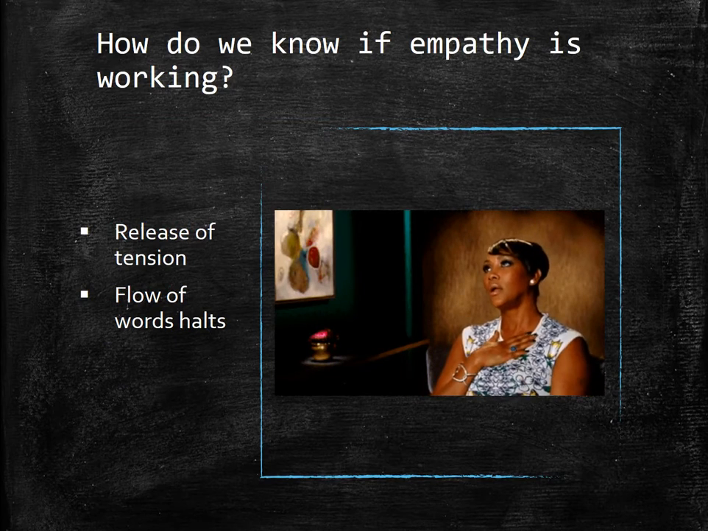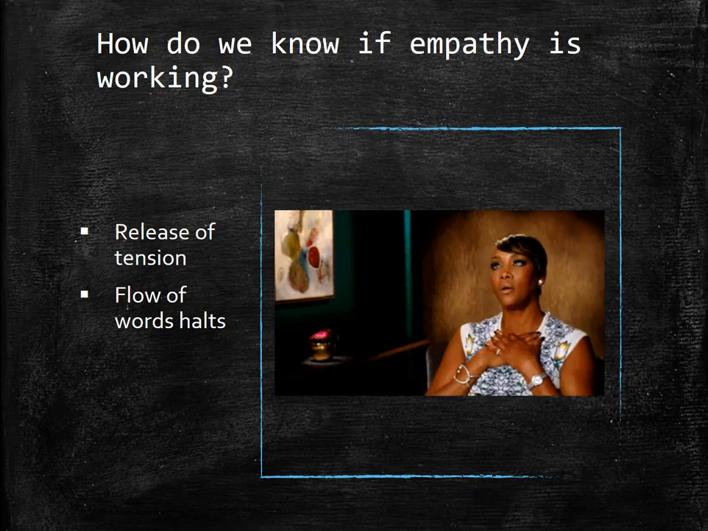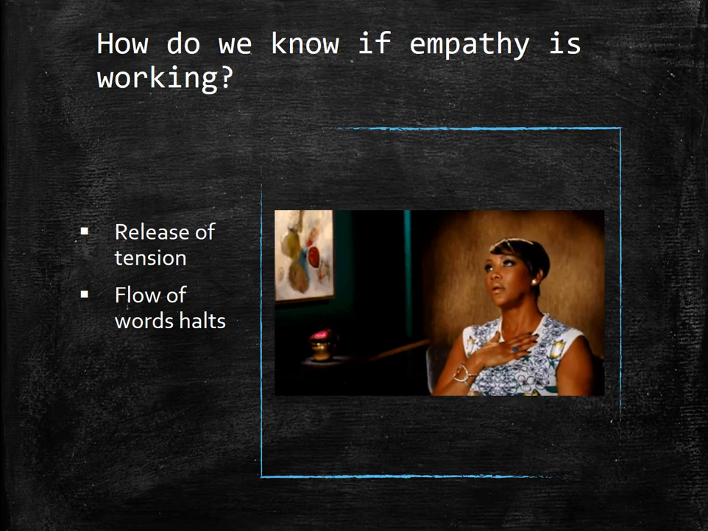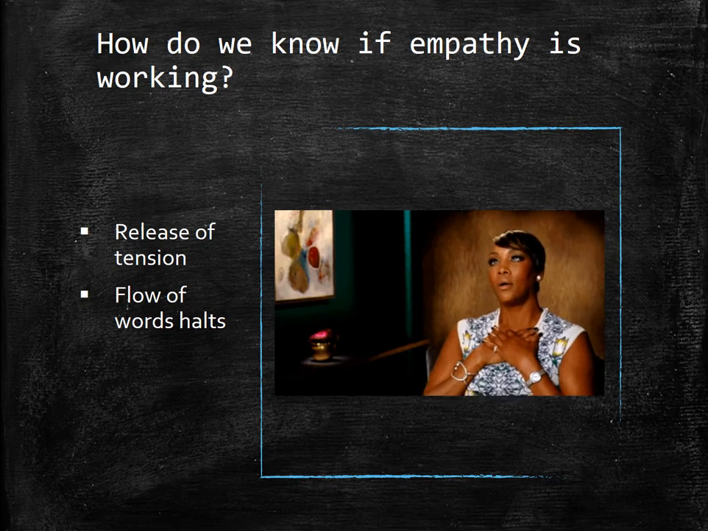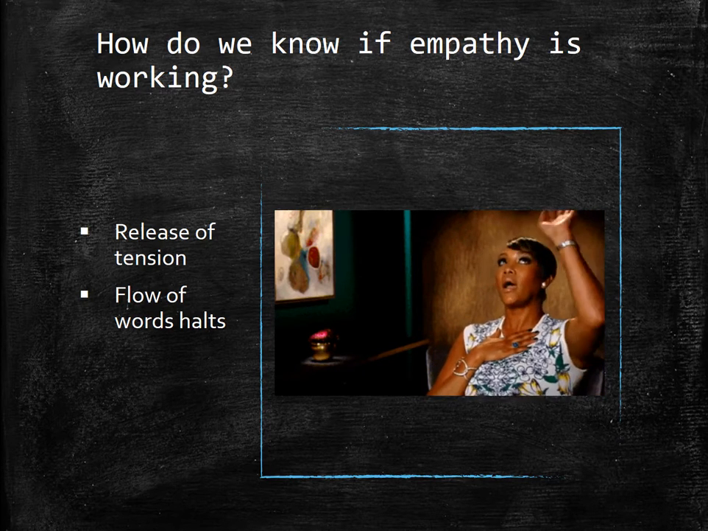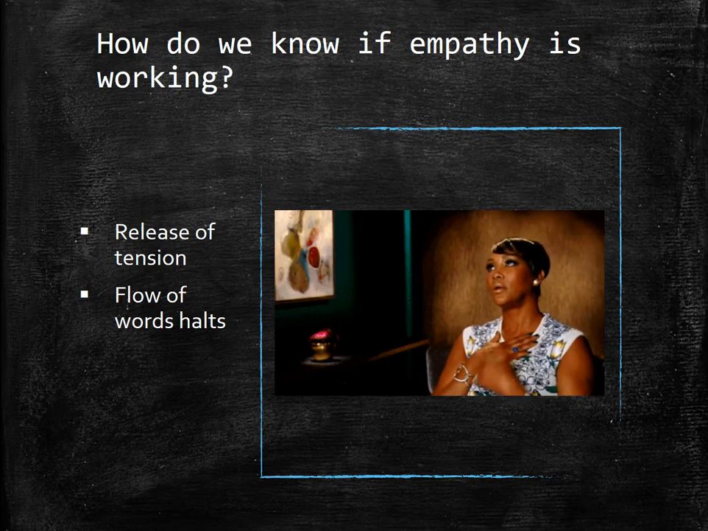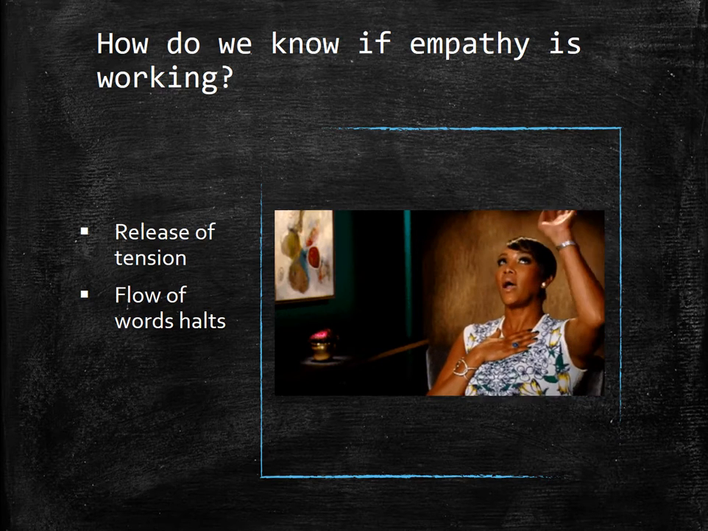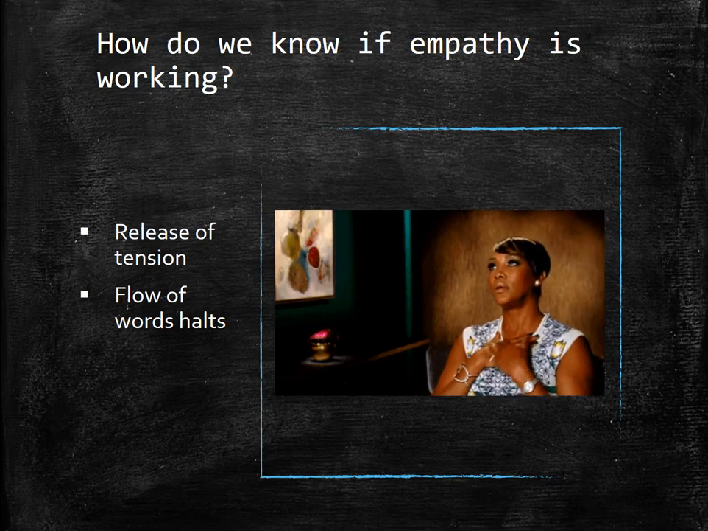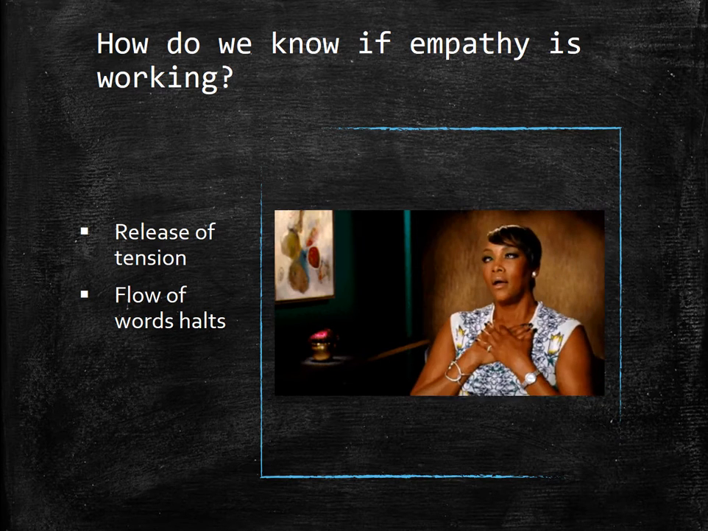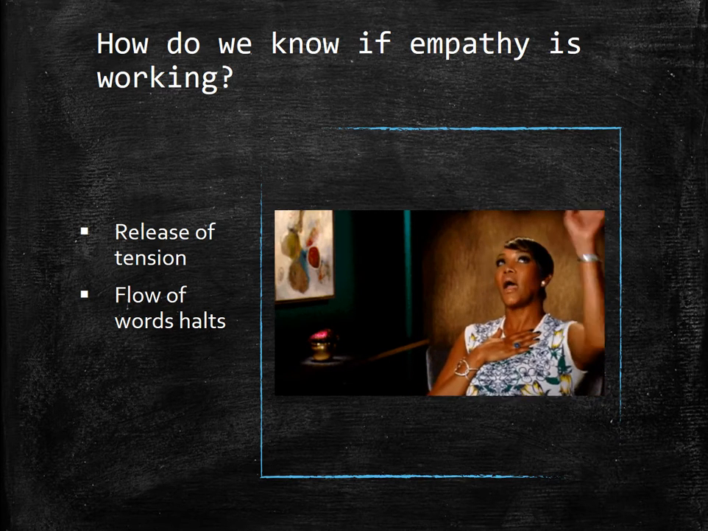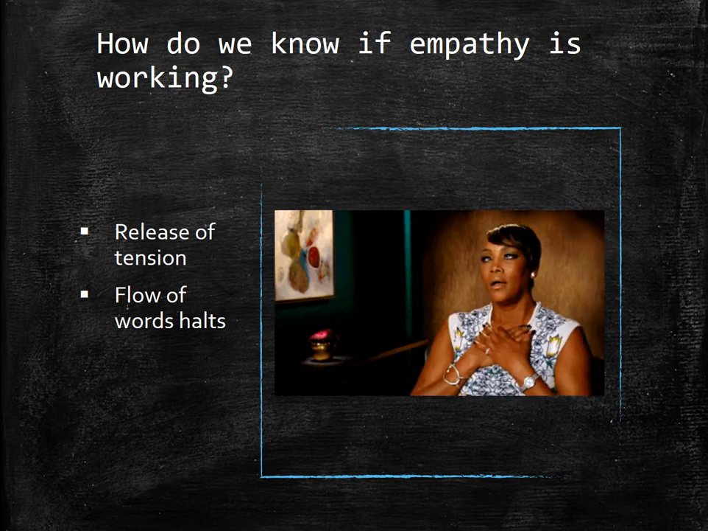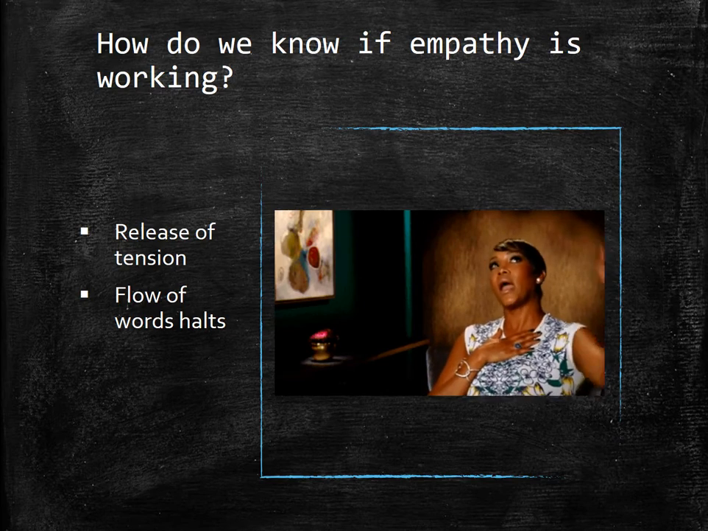How do we know if empathy is working? Well, one of the ways that Rosenberg points out is that there's often a release of tension when empathy is working. When you're able to name it and recognize it, students will often respond automatically with that release of tension. And sometimes you get emails that are really wordy, or you get people who are talking using a lot of words because they're anxious, and that flow of words might halt. Then we know that they feel heard. Okay.